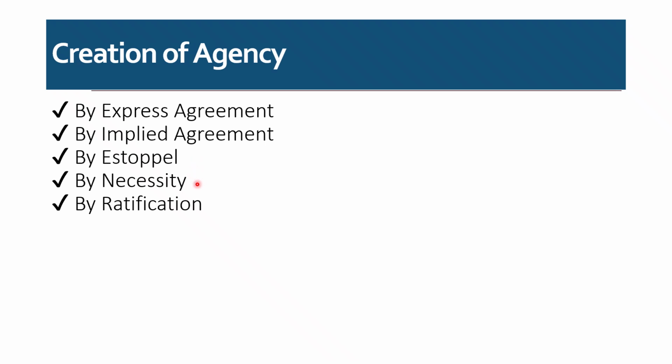Next, the agency can be created by necessity. It arises in emergency situations. For example, a carrier selling perishable goods to prevent the loss.